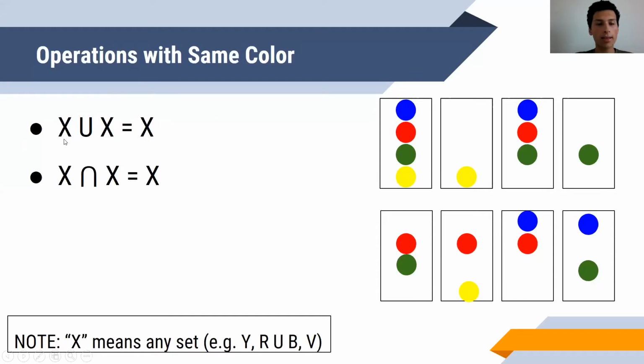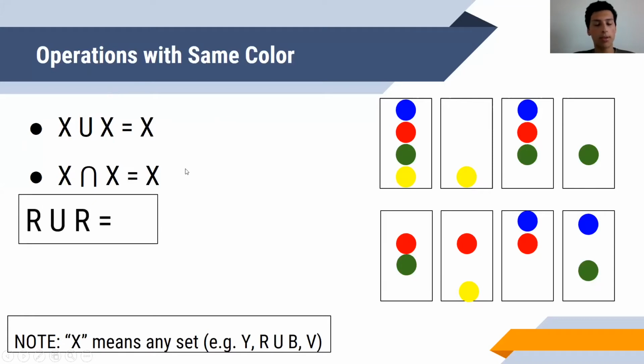So X union X equals X. Any expression unioned with itself is that expression. And then X intersection X is also X. Very simple. So if we had red or red, that would just equal the number of red cards, and that is 5 here.